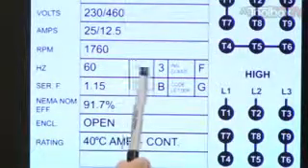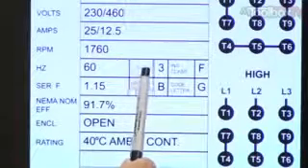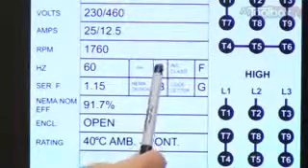This is also a 3-phase motor. The PH stands for phase, and it's a pretty common motor.